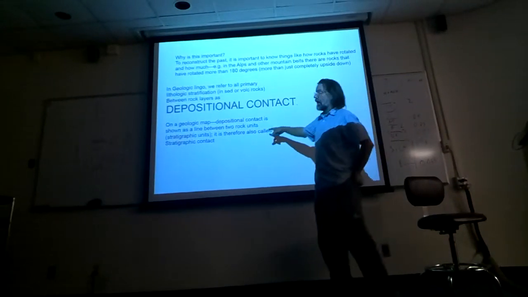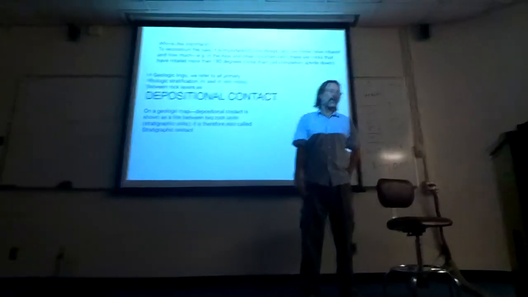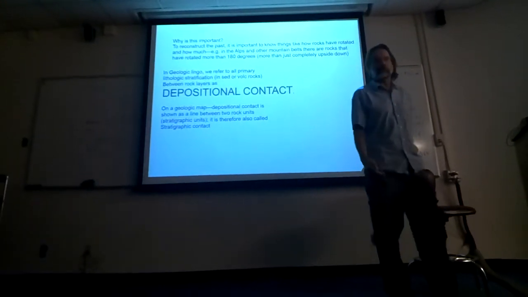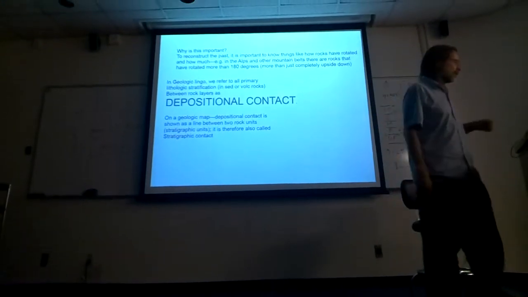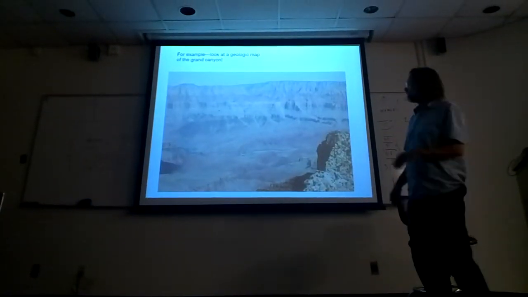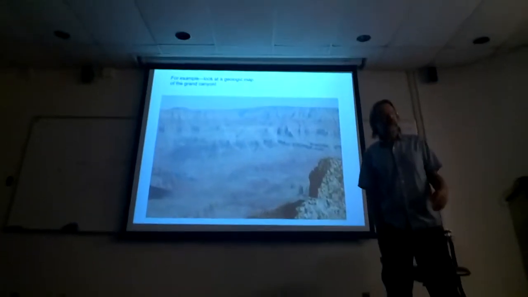On a geologic map, depositional contacts between formal rock units are always shown as a thin black line between two different units, and then the rock units are labeled one way or the other. That's the standard geologic map terminology. You've seen that before, but we'll go from there. So take, for example, this picture I showed, which you probably couldn't see before because I have a light.